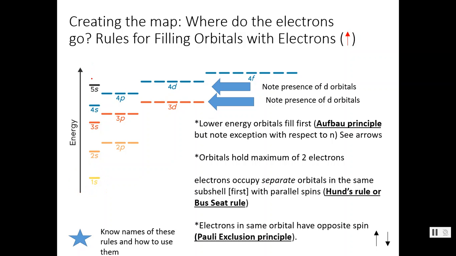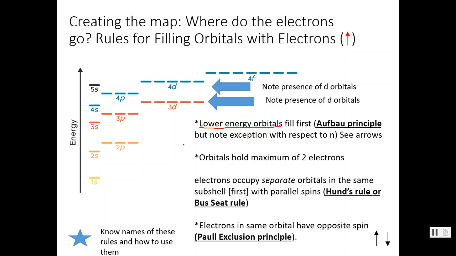And knowing that energy is important because that is where the first rule for doing orbital diagrams comes into play, which is called the Aufbau Principle. Aufbau is a German word that means building up. The Aufbau Principle just says that lower energy orbitals fill first. That means you put electrons in a 1s orbital before you put them in a 2s orbital, because the 1s has a lower energy than the 2s orbital.